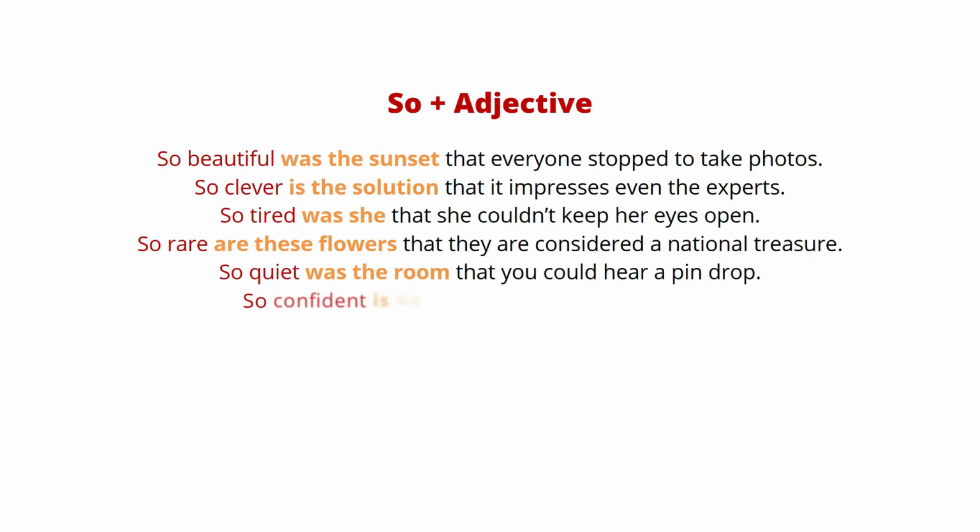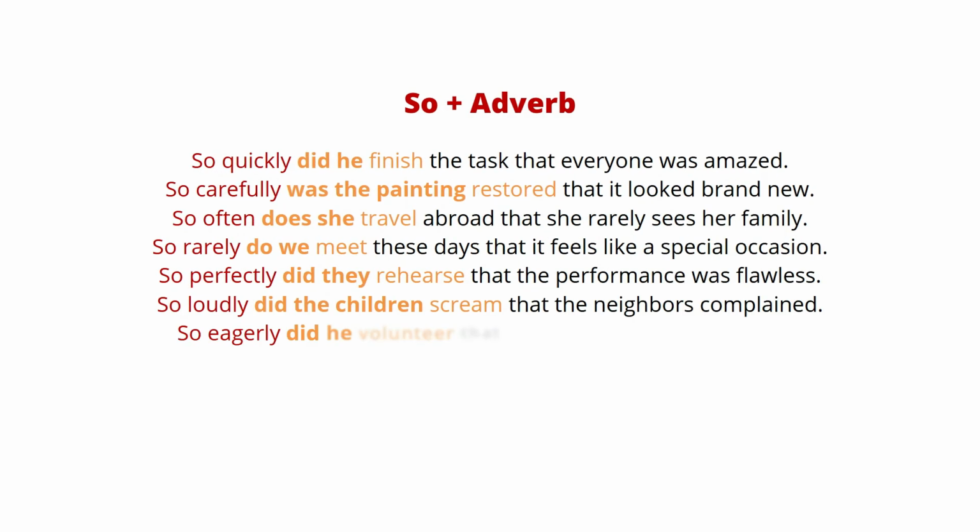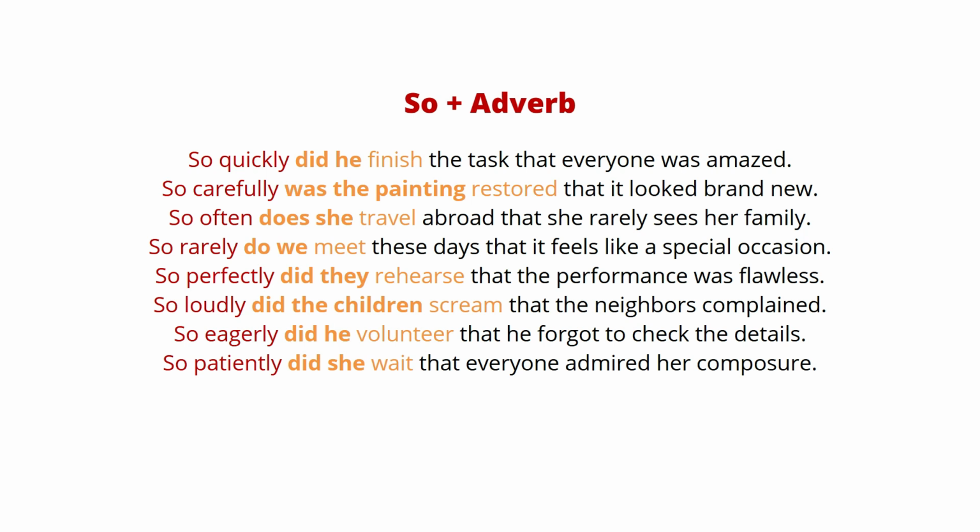Here are some sentences beginning with "so" plus an adjective. And "so" with adverbs. And you can see that as they are adverbs, they're going to be using verb phrases. So the inversion is probably going to be using did or does or do. The second one there, the reason it's got the verb "to be" is because that is actually a passive structure. So carefully was the painting restored. So occasionally you might get them with the verb "to be."